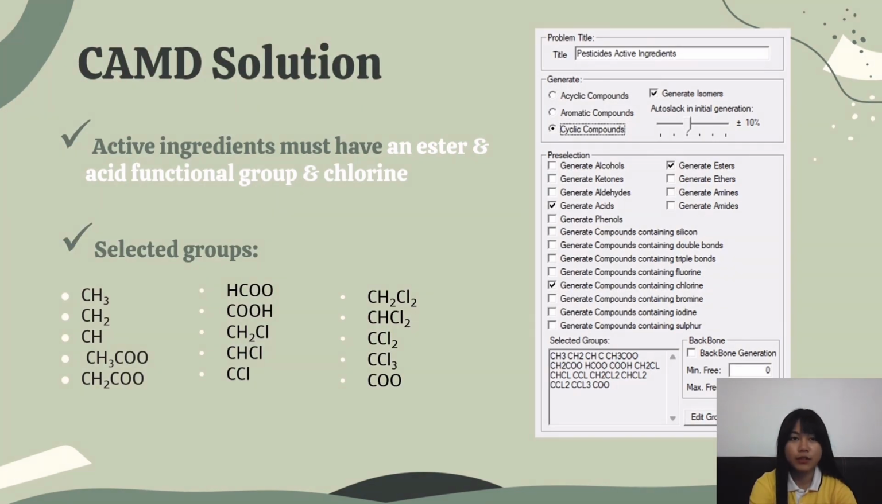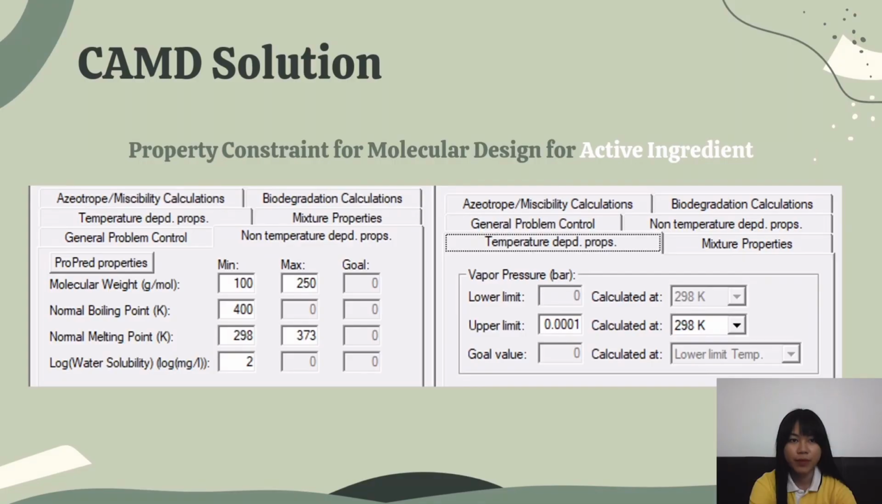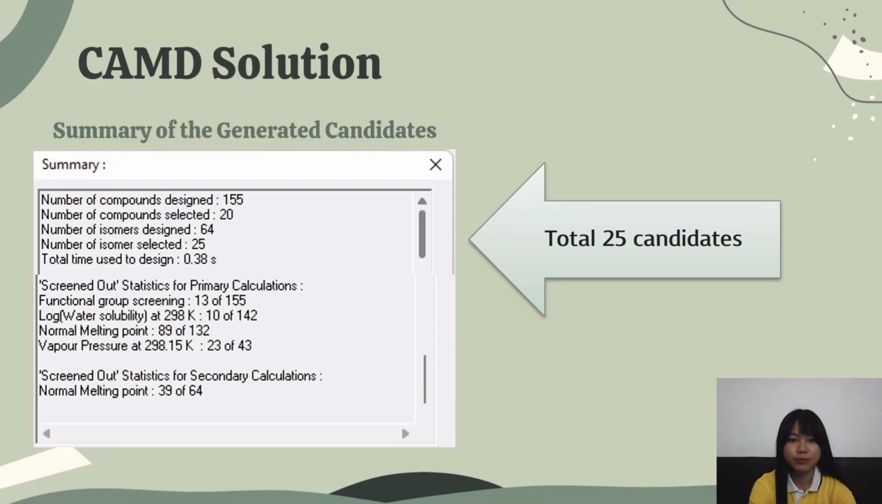The following slides show the generation of solutions through ICAS software. Firstly, the active ingredients must have an ester and acid functional group with chlorine. The number of groups was set between 2 and 6. The number of functional groups and number of same functional groups were set as well. After that, the property constraints were inserted into the system. The result shown here is the summary of the candidates generated through the software. It can be found that a total of 25 candidates were generated. After this, I'll pass to my teammates.